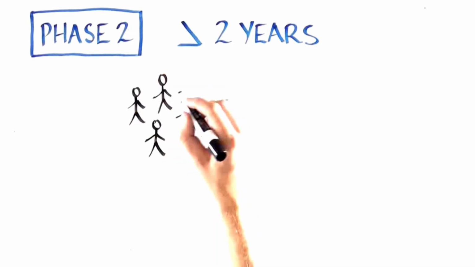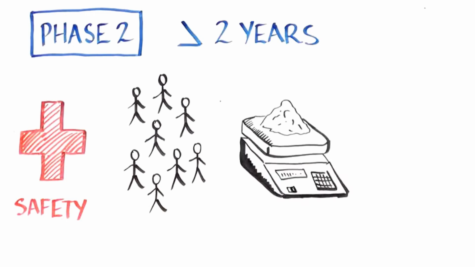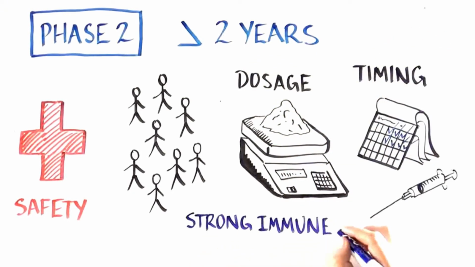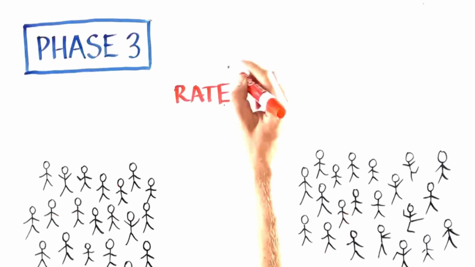The second phase of the vaccine also takes around 1 to 2 years. In this phase, the trial will be testing the right dose and timing of the vaccine to elicit the strongest immune response. The effectiveness will depend on how strong an immune response the human body gets from this vaccine.